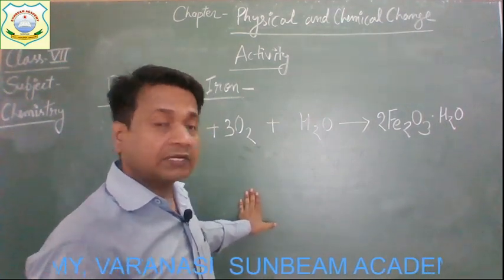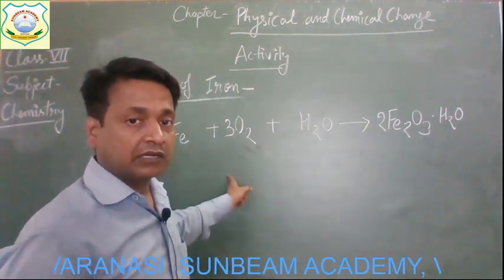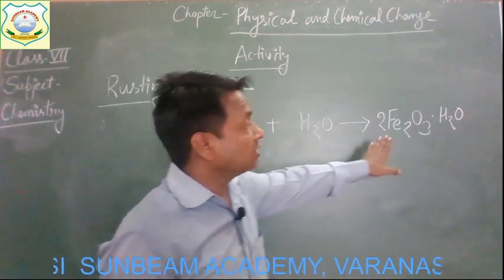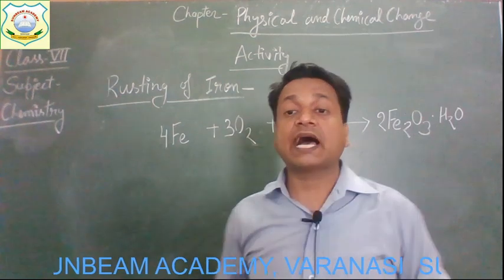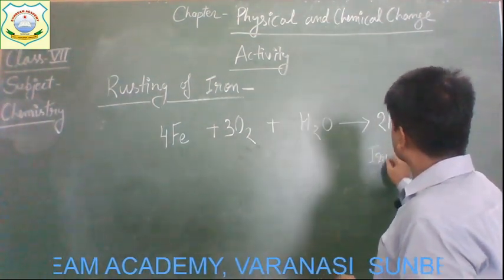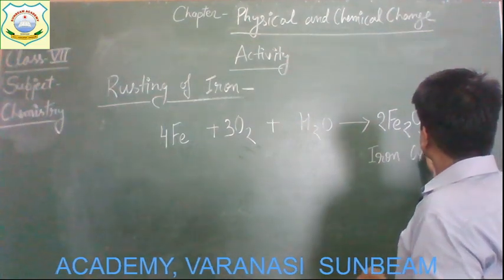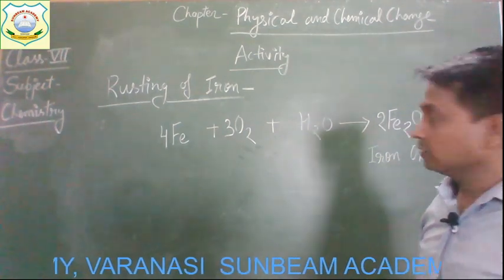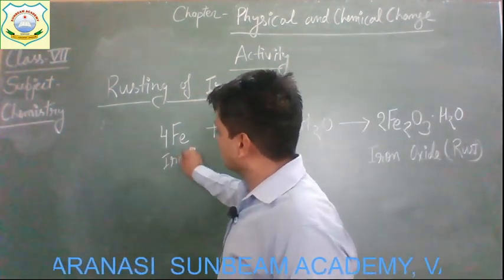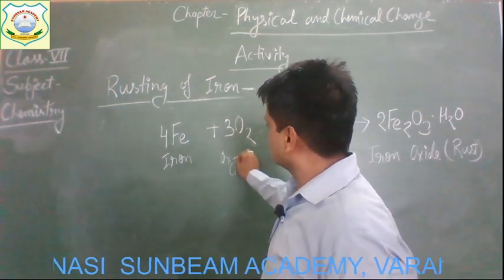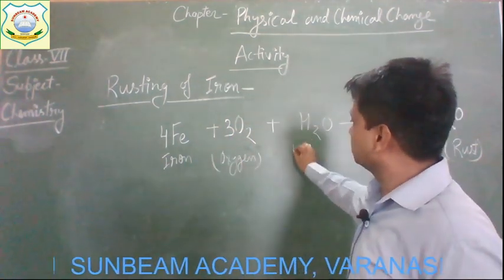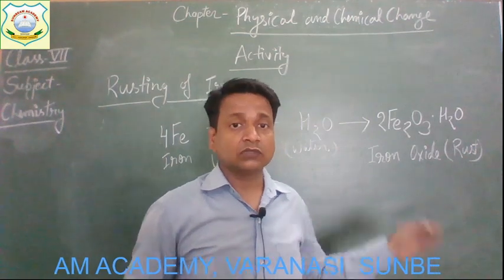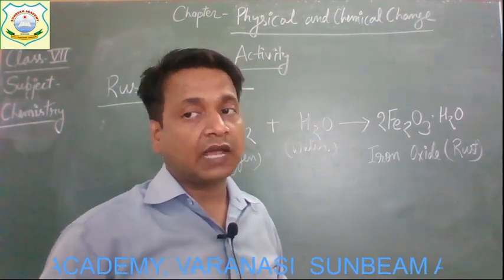So when the rusting of iron occurs, this chemical reaction takes place. Iron reacts with oxygen and water which are present in air and forms a new substance, and this new substance is known as iron oxide. As you know, this one is iron, this is oxygen, and this is water. Children, so this is the chemical reaction of rusting of iron.